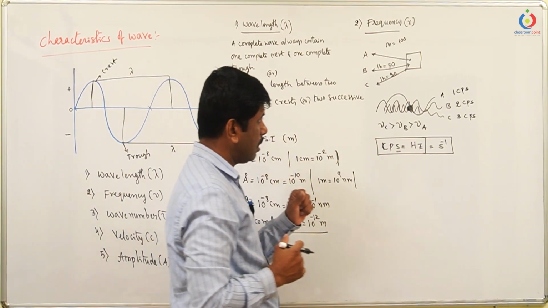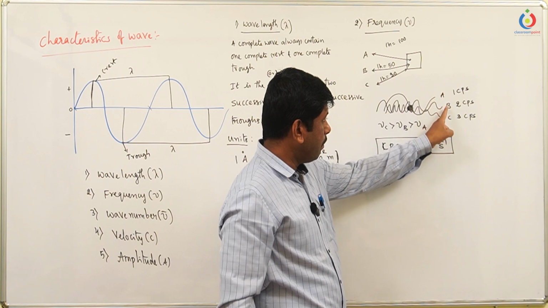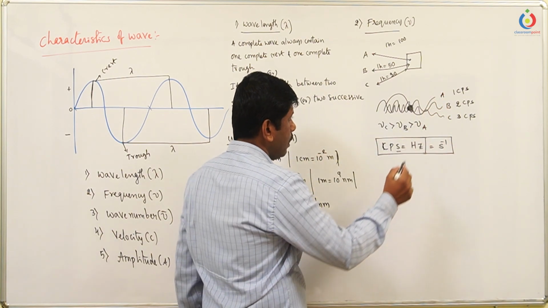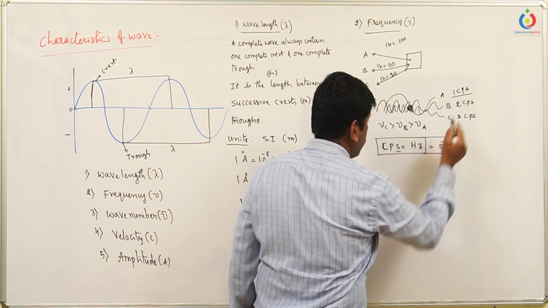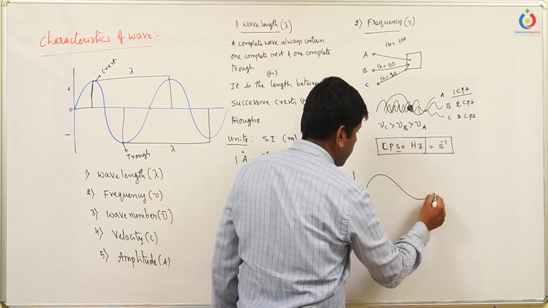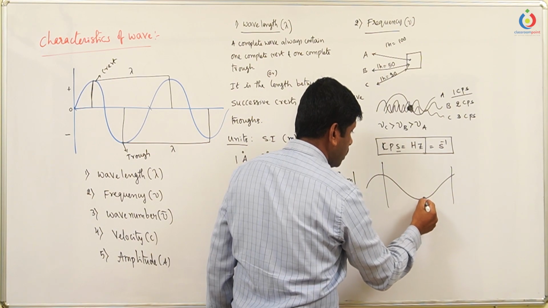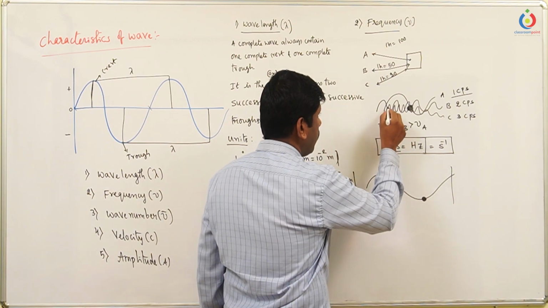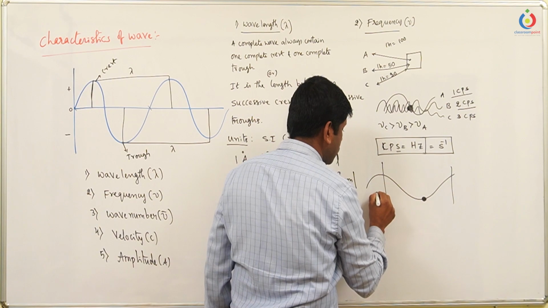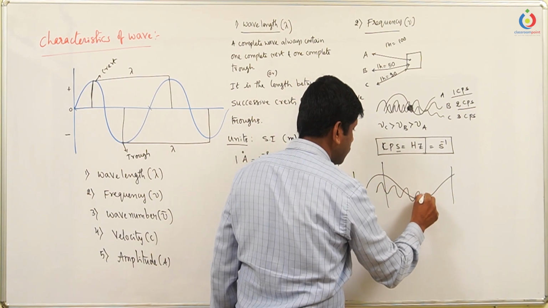If you observe these 3 types of waves, A, B and C. A is making only one wave, meaning one cycle. See, the wavelength of A is this much. It is going through the fixed point. Whereas B wave has 2 cycles per second. See, B wave is going like this.